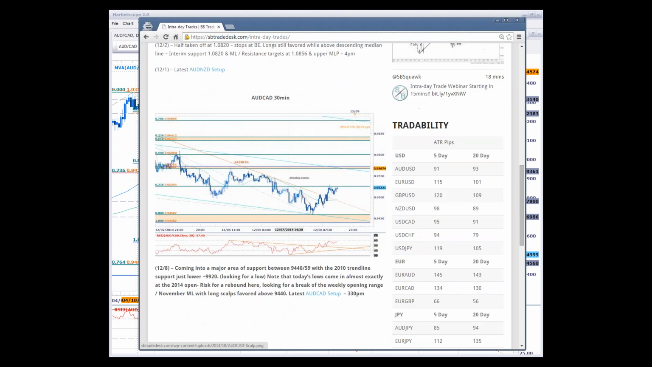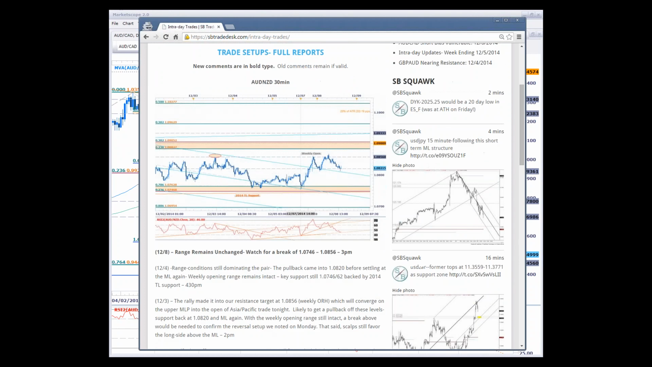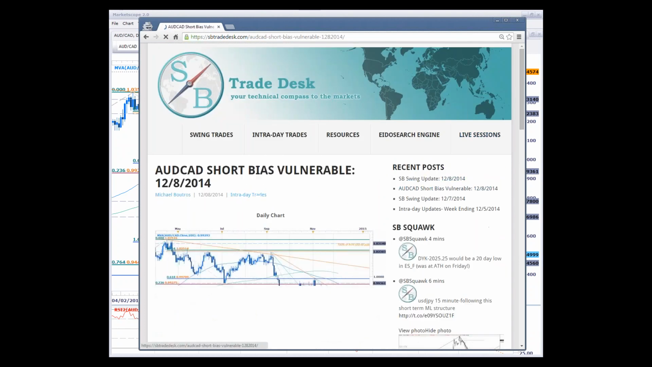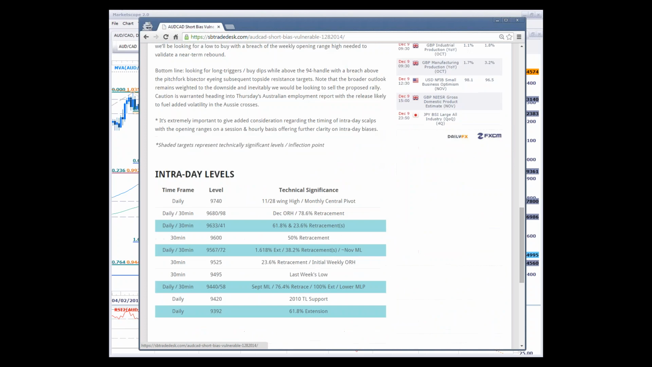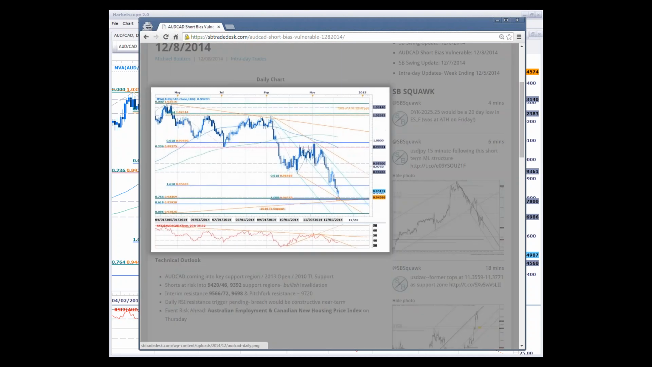So let's jump into the Aussie CAD. Here's what we were looking at as we went into the close of trade yesterday. I put a similar report up on Daily FX. Obviously, Daily FX is not going to have any more of the actual scalp targets and the key threshold table, but the setup is very similar. So what we're looking at is this.